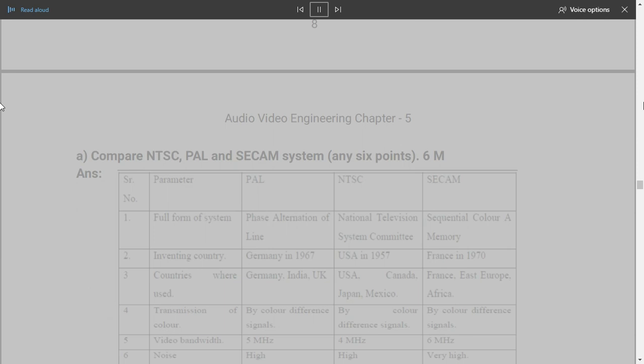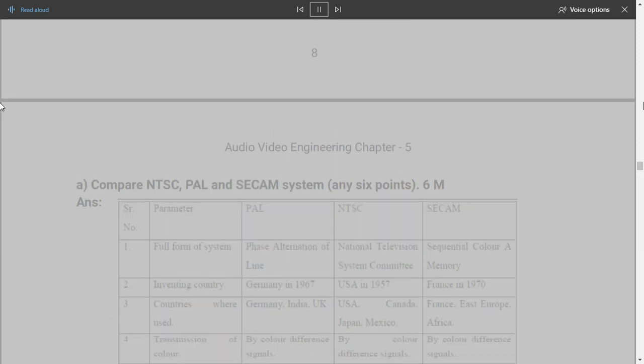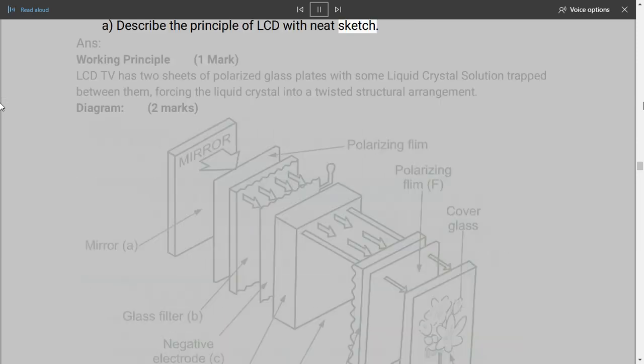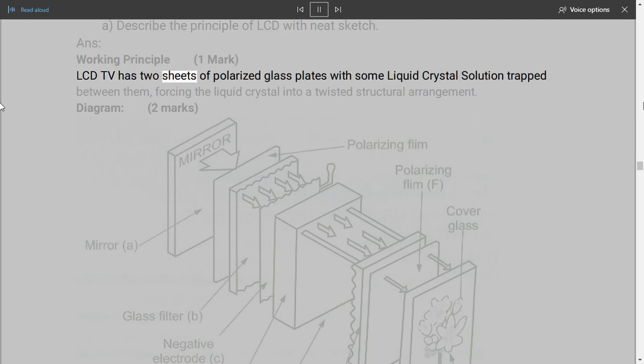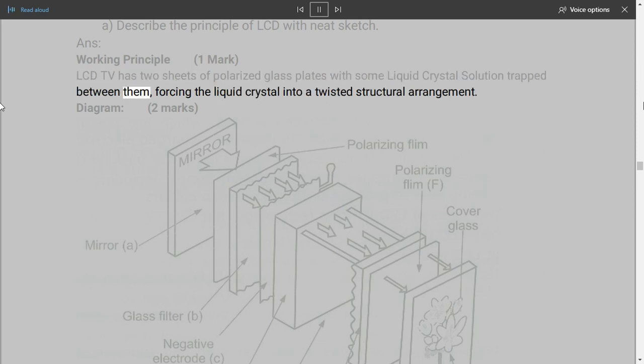A. Describe the principle of LCD with neat sketch. Answer. Working principle, 1 mark. LCD-TV has two sheets of polarized glass plates with some liquid crystal solution trapped between them, forcing the liquid crystal into a twisted structural arrangement. Diagram, 2 marks.